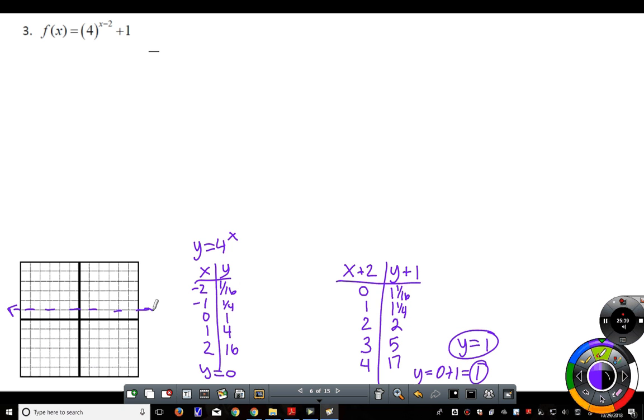So go ahead and plot your asymptote, and then you should be able to plot your points and see the exponential curve. So 0 is 1 and 1/16, really close. 1 is 1 and 1/4. 2, 2. 3, 5. 4, 17 is too far. So you should see a curve like that. Okay? So same idea as before.